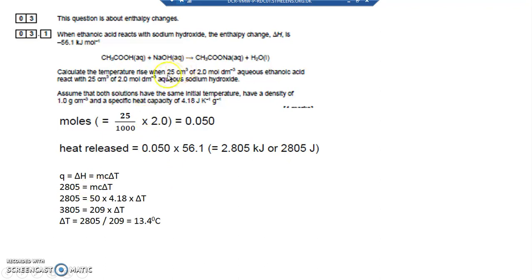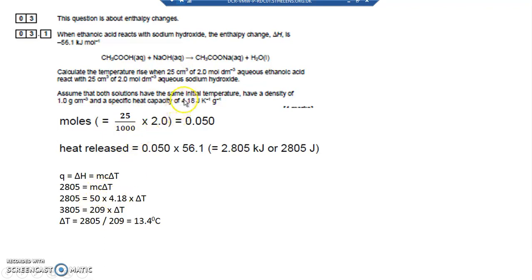What's the mass of the liquid that I've got? Well, I've got 25 centimeters cubed of each. That's 50 centimeters cubed. Assuming a density of 1 gram for every centimeter cubed, I've got 50 centimeters cubed, or 50 grams. So my mass is 50 grams.